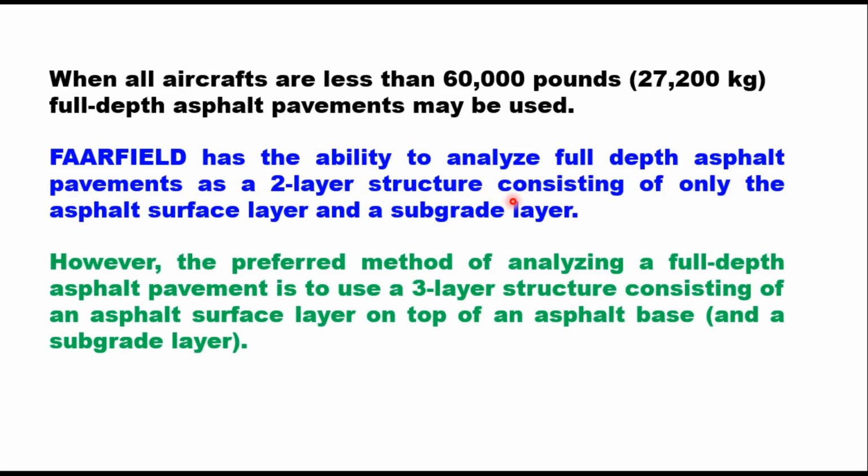When all aircraft are less than 60,000 pounds gross weight, that is 27,200 kg, it is suggested to use full depth asphalt pavement. And this software has the ability to analyze full depth asphalt pavement as a two-layer structure consisting of only the asphalt surface layer and a subgrade layer. But the preferred method of analyzing a full depth asphalt layer is to use a three-layer structure consisting of an asphalt surface layer on top of an asphalt base and a subgrade layer.